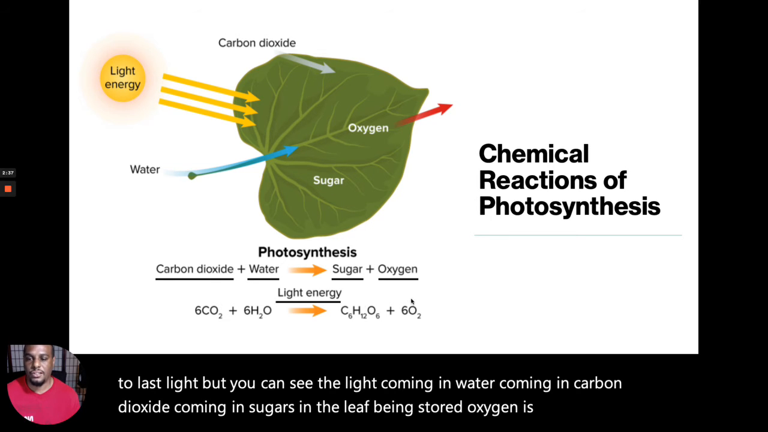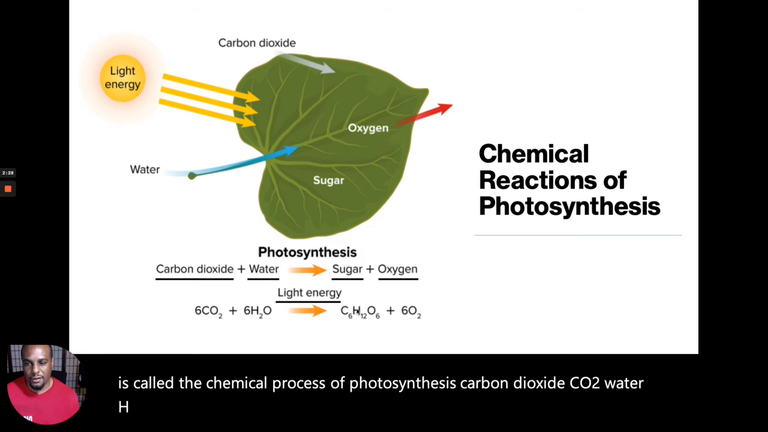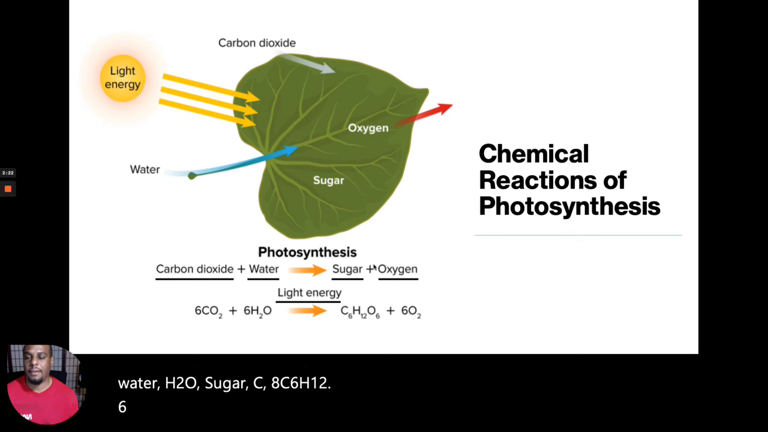Okay, this is called the chemical process of photosynthesis. Carbon dioxide, CO2, water, H2O, sugar, C6H12O6, and oxygen. Okay, and you also have light energy, which is driving that process.